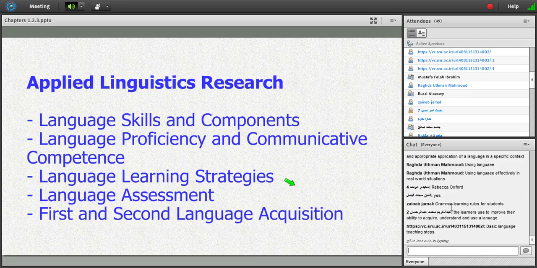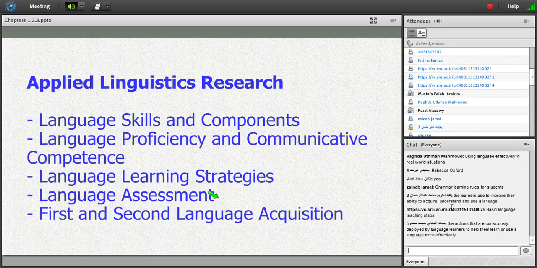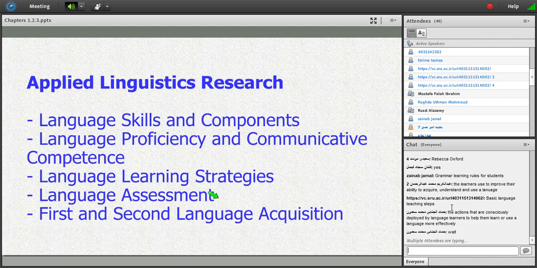The fourth area of research is language assessment. What do we mean by language assessment? Can you give me some topics related to language assessment? The actions that are consciously deployed by language learners to help them learn and use a language. That's right, it's about the strategies again. Good. So what about language assessment?